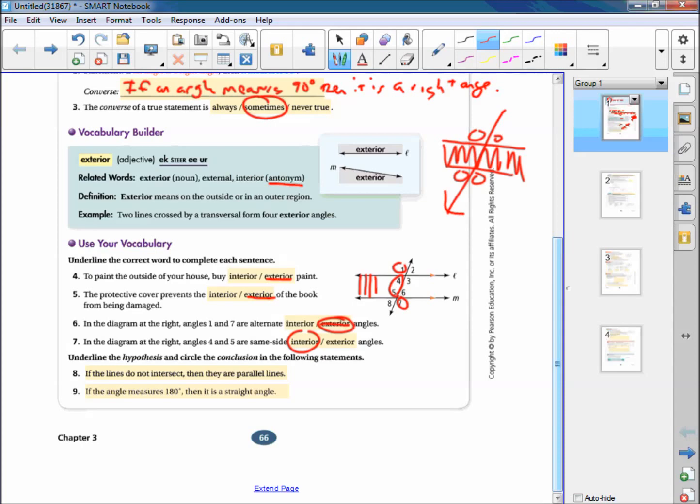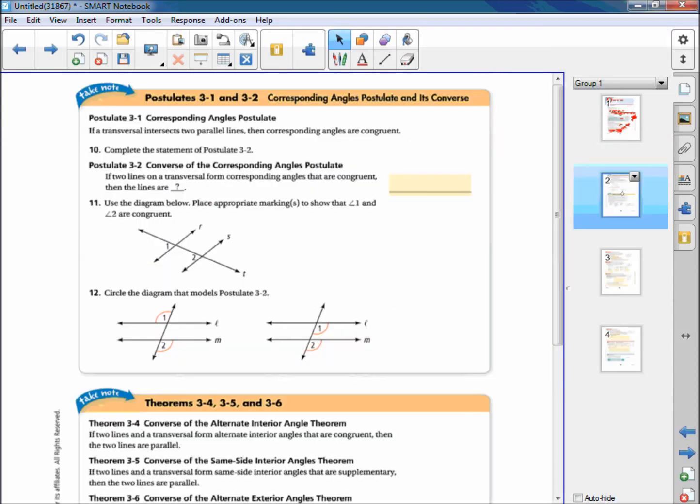Okay. Underline the hypothesis and circle the conclusion in the following statements. Our hypothesis here is the lines do not intersect, and the conclusion is they are parallel lines. Remember, the if and then are not part of the hypothesis or conclusion. Okay. Now underline the hypothesis here. The angle measures 180, and the conclusion is it is a straight angle. All right, that concludes page 1. Let's flip it over and take a look at page 2.